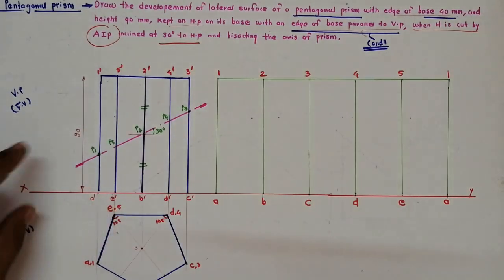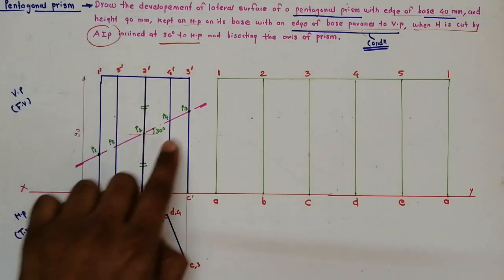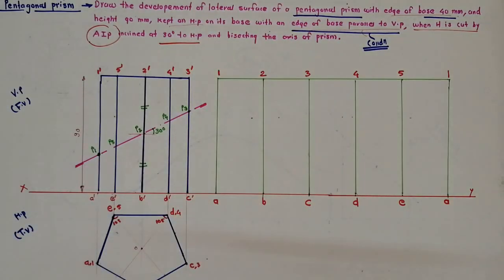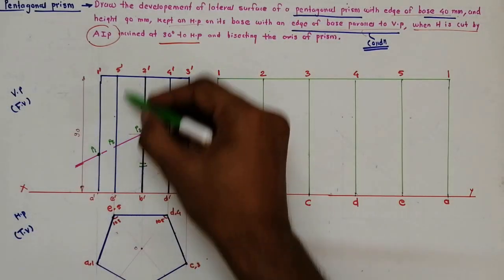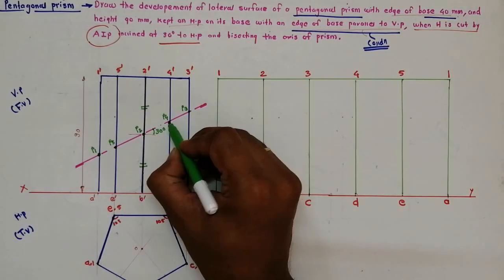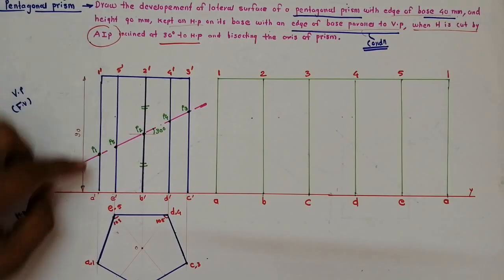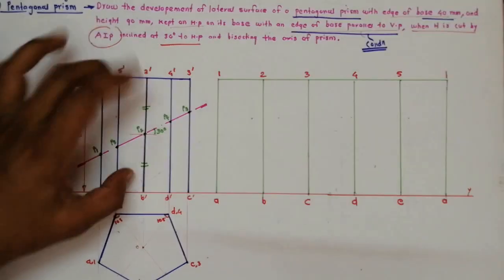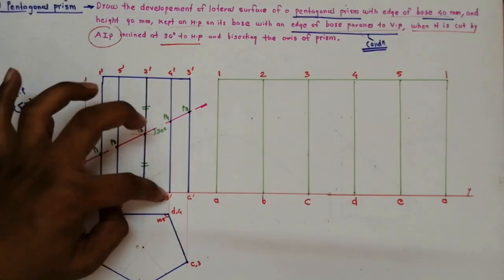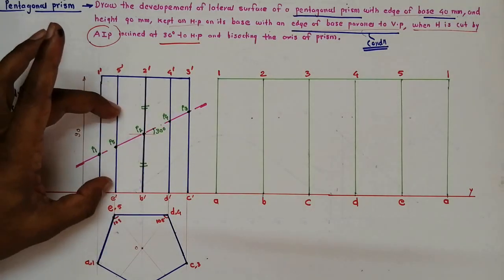Okay, so P1 on 1, then P2 on 2, P3 on 3, it is a single edge, only one point is there. Okay, P4 on 4 and P5 on 5. So we have marked here 5 intersections. There is only one edge here, A1. Then here it is B2, single edge, single point, C3, single edge, single point, D4, single edge, single point, E5, single edge, single point.